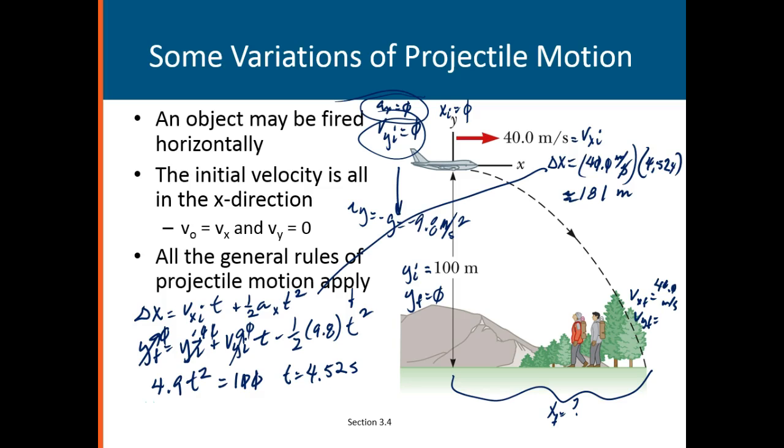The other statement is you need to find V y final. Okay, V y final is equal to V initial y plus a t. Okay, what was your V initial y? It is 0. Okay, so that's gone. What was your a sub y, by the way? That was negative 9.8 meters per second squared. And what was your time? 4.52 seconds.